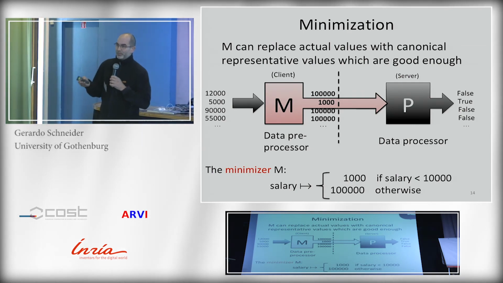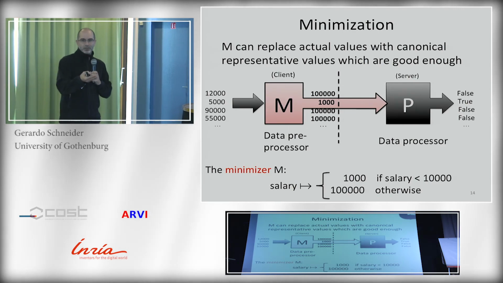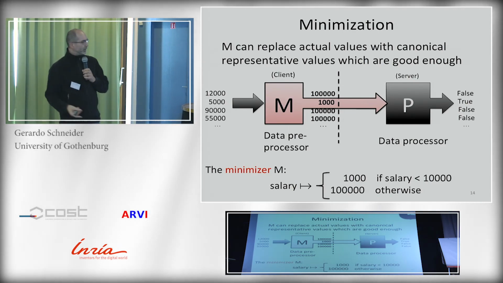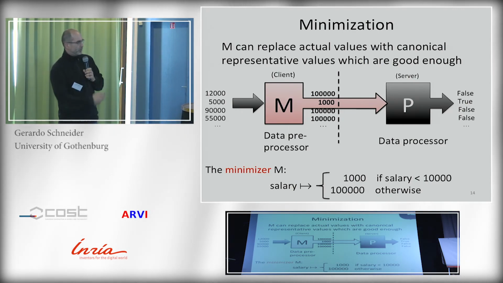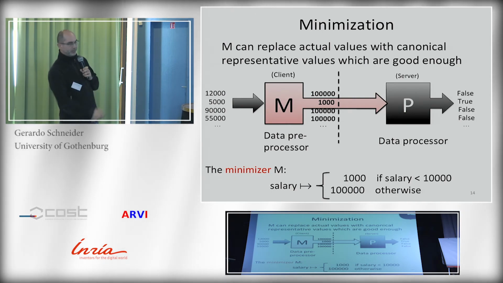So we can write the minimizer, and the minimizer is exactly that. Check whether the salary is greater or equal than 10,000, give 100,000. If it's less, give 1,000. And this is this program here, M.